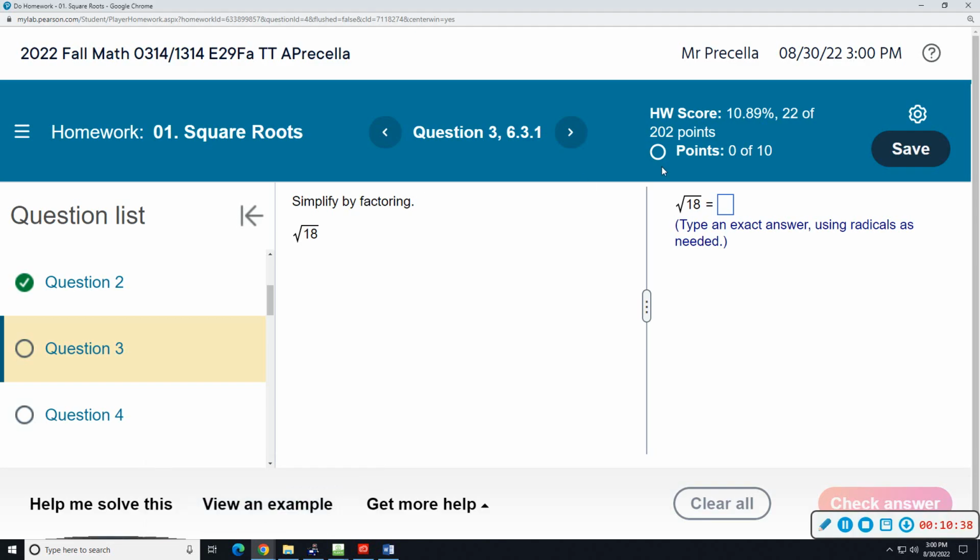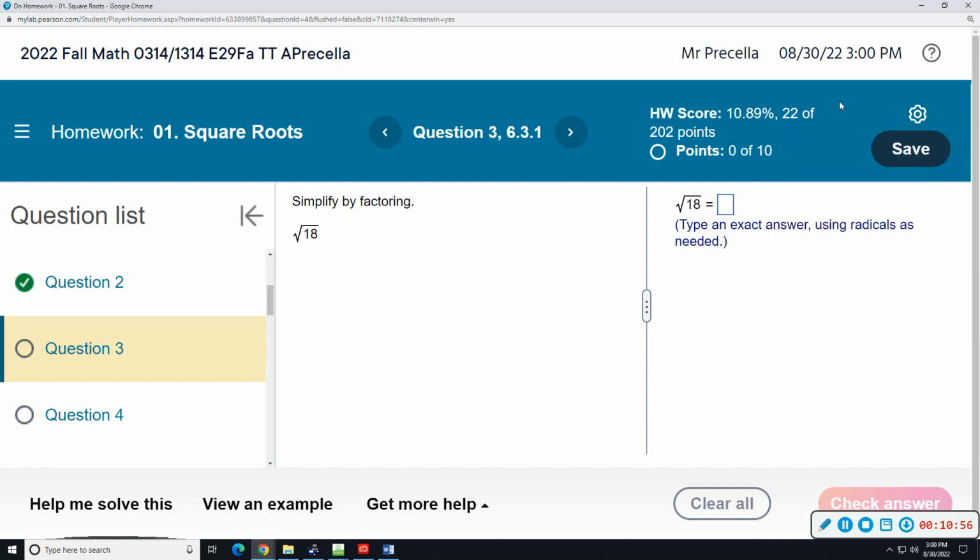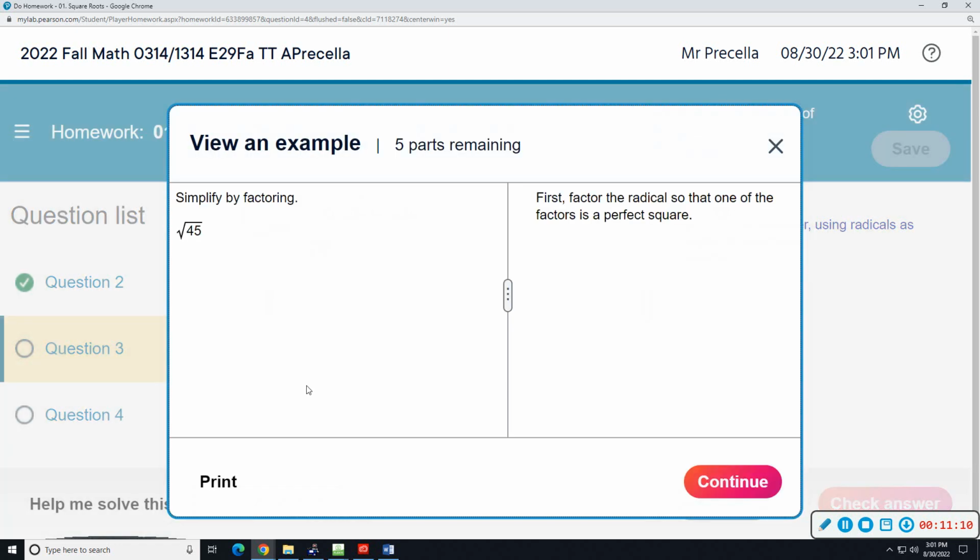Here's something we didn't mention in our class yesterday, and we probably should have. If you're stuck on a problem, you see this little gear thing here that says settings? Well, no, it's View an Example down here. Oh, there it is. It's written right there. I thought it was hidden under settings. That's where you get the print thing. But if you're stuck and want to see an example, you can say View an Example.